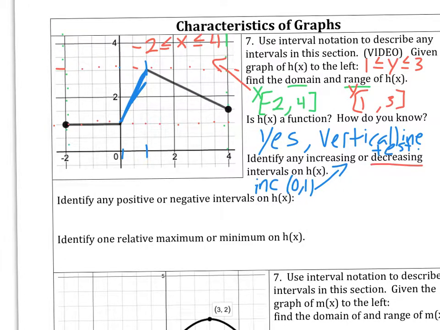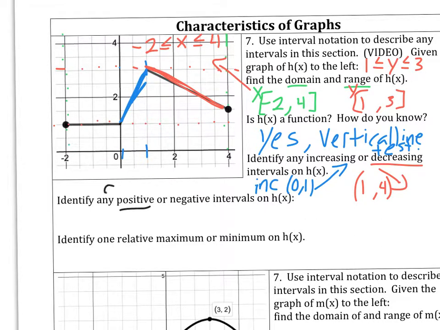For decreasing, we're looking for part of our graph that's going down and to the right. That's going to be this part here. And the x values for that look like we're starting at 1 and we're going to 4. So my interval would be from 1 to 4.